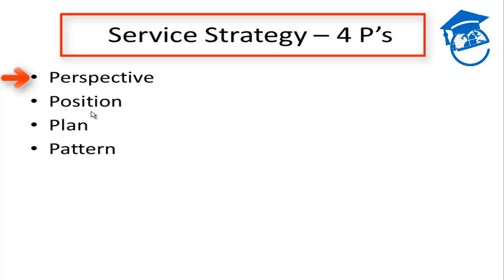The second important point is the position. Position means what is the position of the service provider in the market. It means what specialization that particular service provider has, and then what is the availability of the services that the provider is providing. Then the costing is also one of the main factors: at what cost the provider is providing these services.